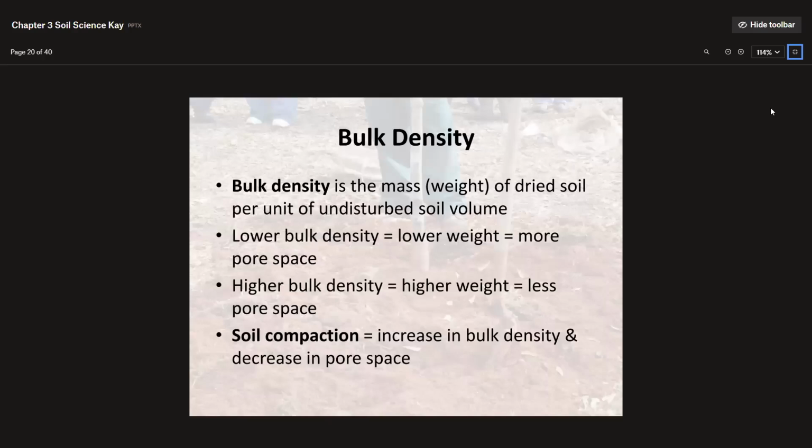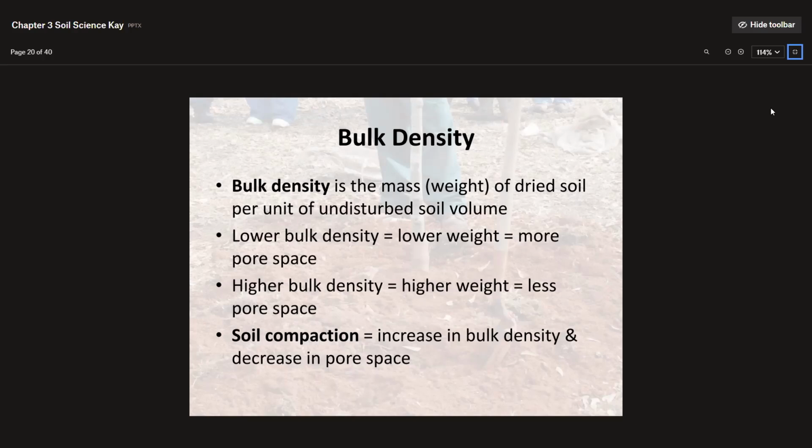Bulk density. You may have heard of this, especially on construction sites. What is bulk density? Well, it's the mass or weight of dried soil per unit of undisturbed soil volume. So a lower bulk density means lower weight, which means more pore space. Higher bulk density means a higher weight and less pore space.